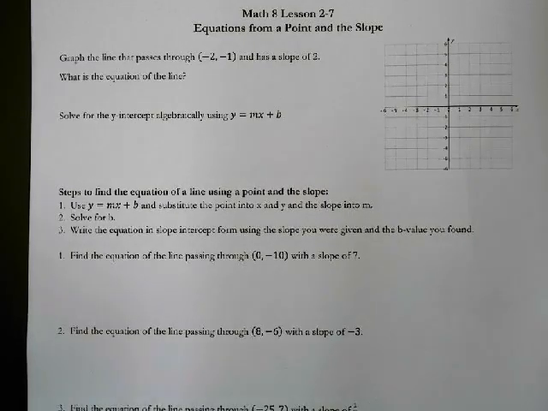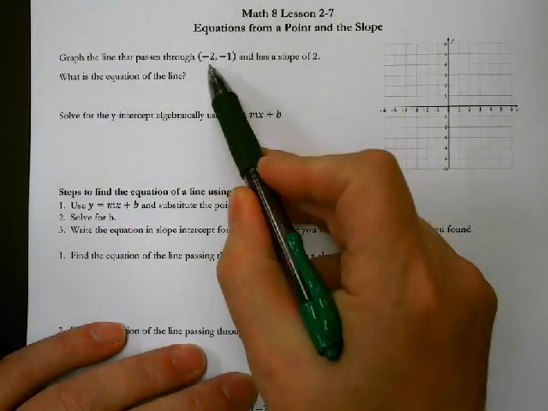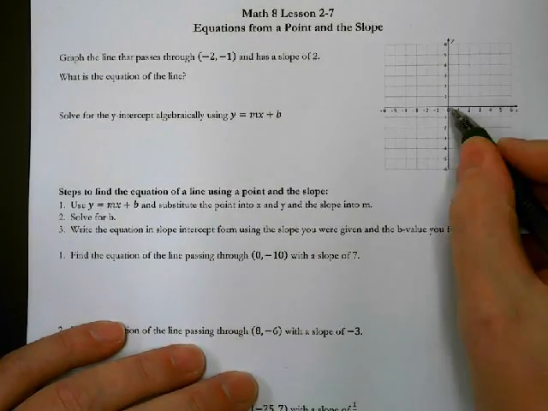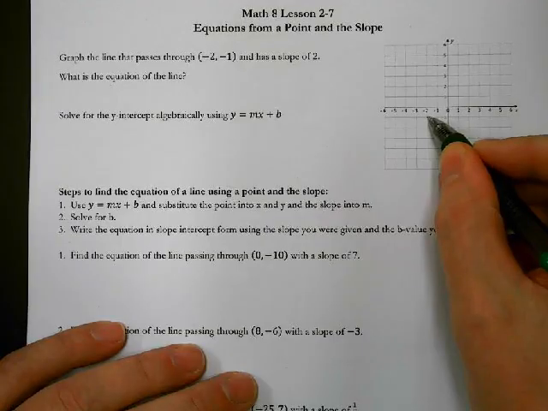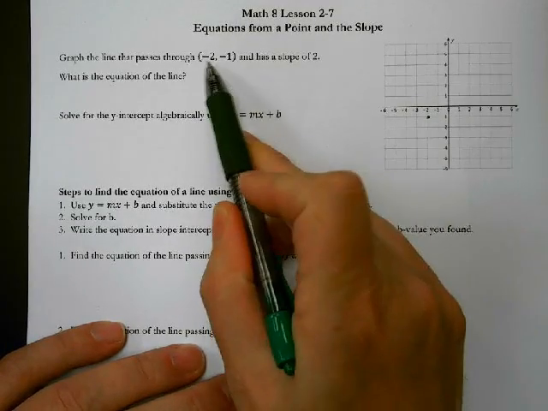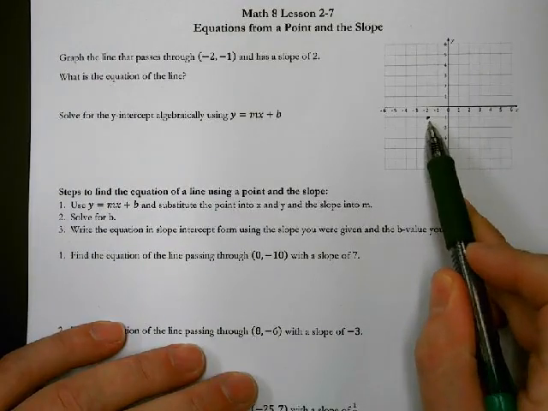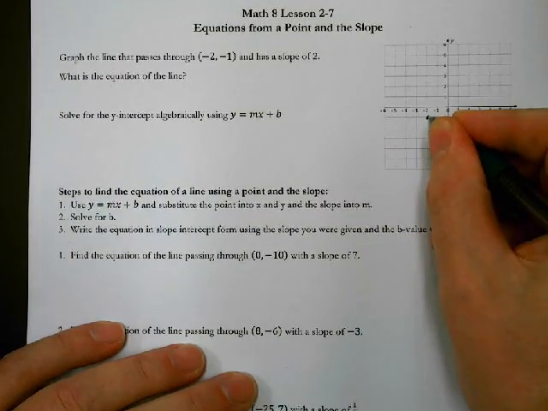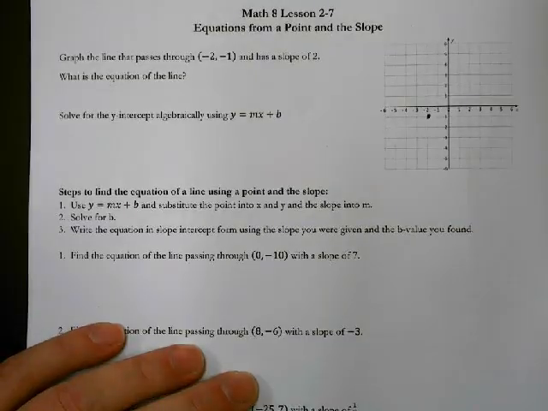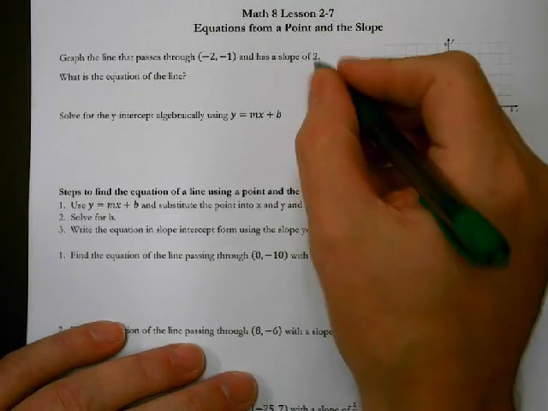We're going to graph the line that passes through -2, -1, and has a slope of 2. Okay, so let's go ahead and graph that first point. -2, -1. The x value is -2, the y value is -1. So I go left 2, down 1. There's my first point.